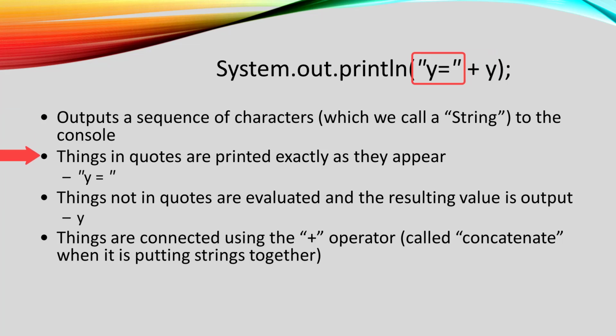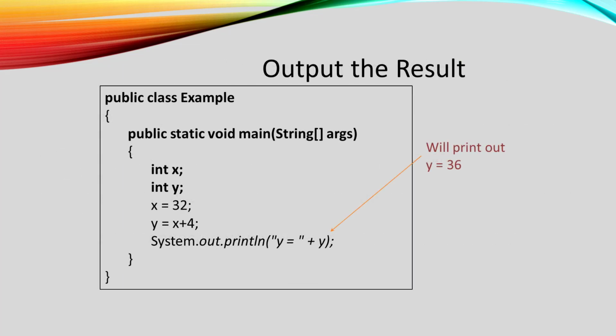Things that are inside of quotes get output exactly as they are. So the "y equals" will get output exactly that way. Things that are not in quotes get evaluated and their values are printed. So the machine will go and get the value of y for this part. Finally, the different parts get stuck together with the plus operator. We call this operator concatenation. So this System.out.println will print out y equals 36 because "y equals" is in the quotes and 36 is the value stored in the variable y.